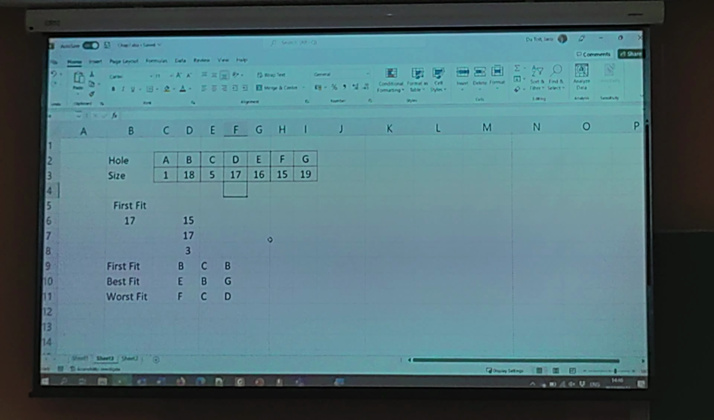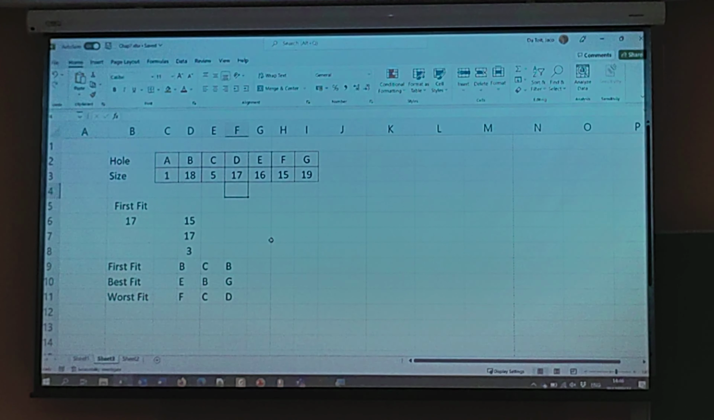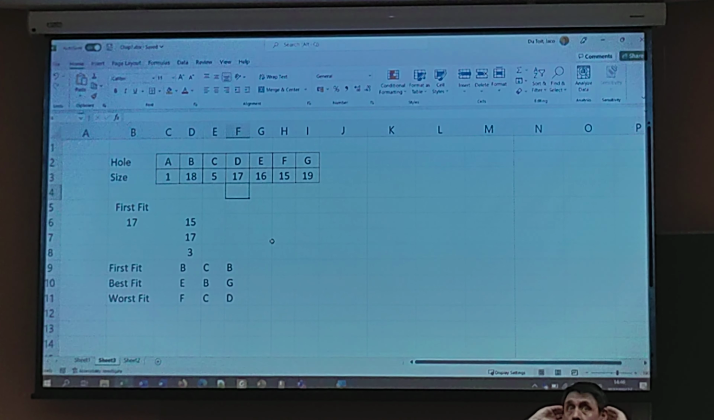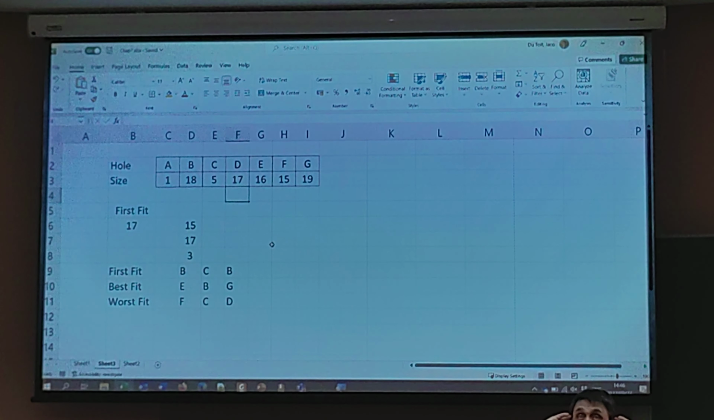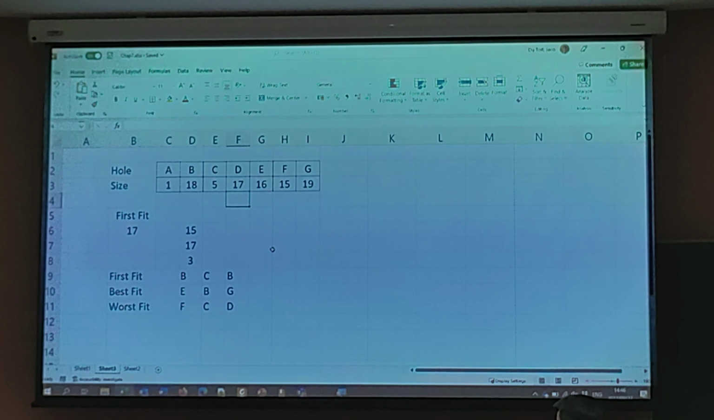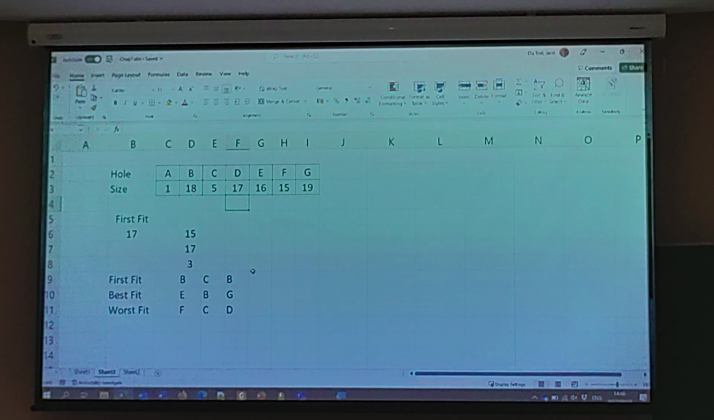Okay. Any questions on this before I start? You have to speak up. I'm confused about the last part of the best fit. The last part. G. Yeah.